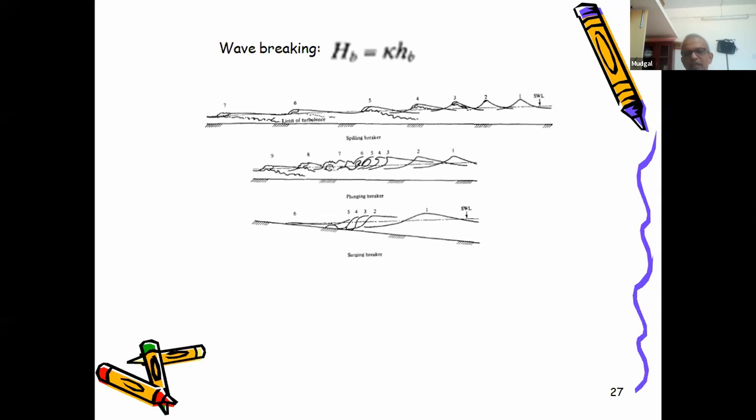Okay, so depending upon whether it is less than 0.4, between 0.4 and 2, or greater than 2, you have the spilling breaker, the plunging breaker, and the surging breakers. So this is the wave breaking phenomena.